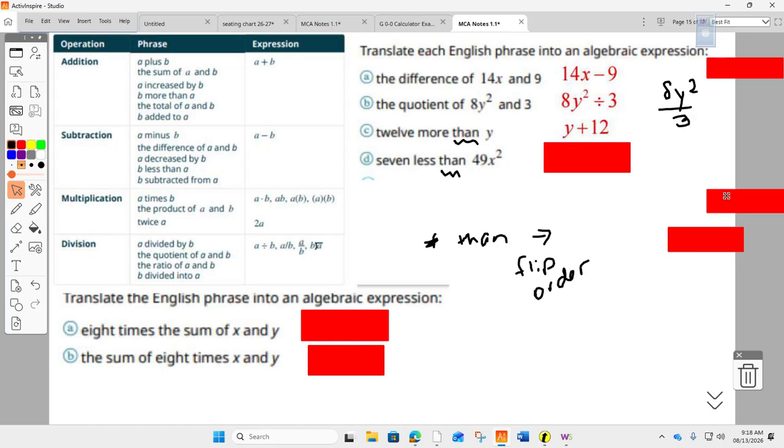7 less than 49x squared. Now, if you put 7 minus 49x squared, that would be incorrect. We are going to translate it the correct way.